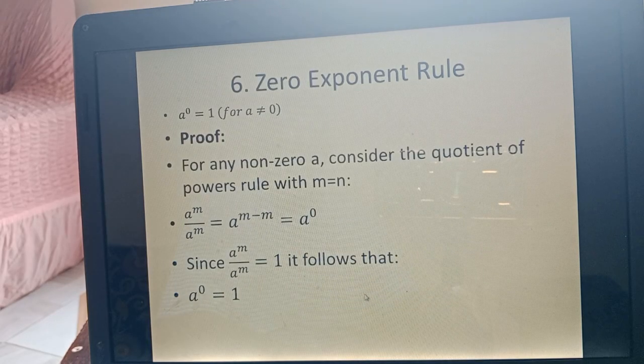Zero exponent rule: a raised to 0 equals 1 if a is not equal to 0, because if a is equal to 0, 0 raised to 0 is undefined. Proof: for any non-zero a, consider the quotient of the powers rule with m equals n. So a raised to m over a raised to m gives you a raised to m minus m, which is going to give you a raised to 0. And since a raised to m over a raised to m, when you cancel, you get 1, it follows that a raised to 0 is equal to 1.